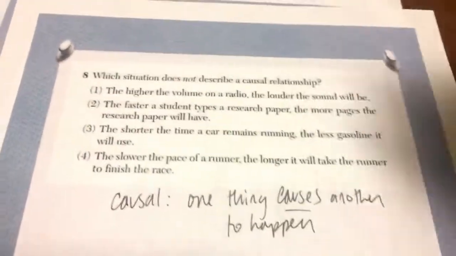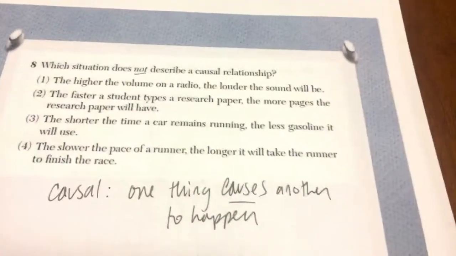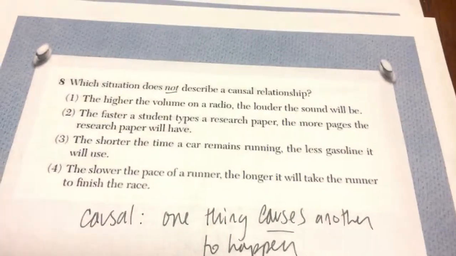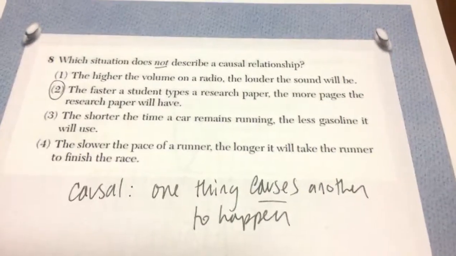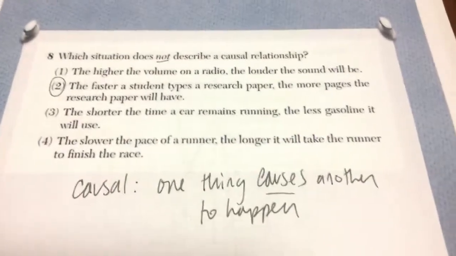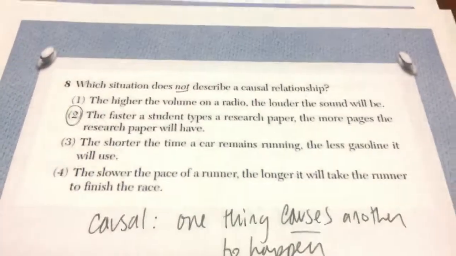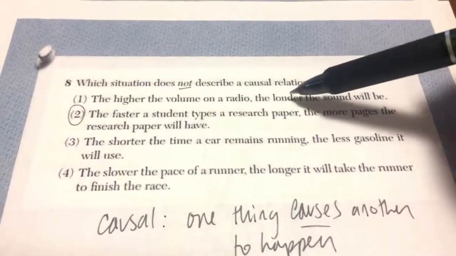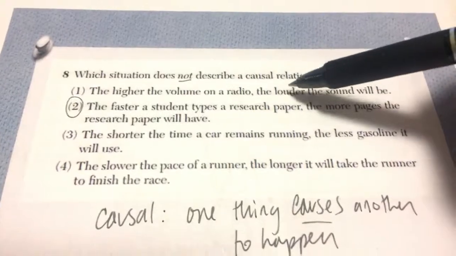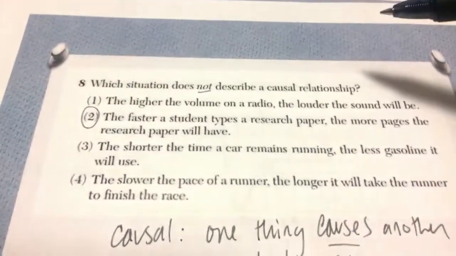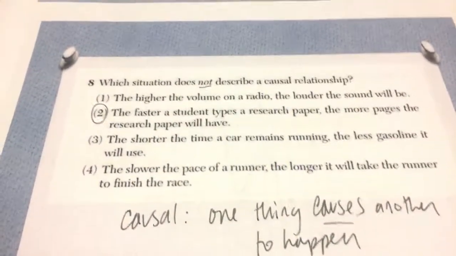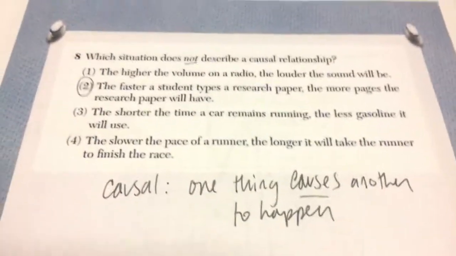Which of these does not describe a causal relationship? Now, in this case, we're looking for which of these is not causing the other. The choice is number 2. The faster a student types a research paper, the more pages a research paper will have. That's not necessarily true. For example, the higher the volume on a radio, the louder, the higher volume causes the sound to be louder. Okay. Unfortunately, just because you're typing quickly doesn't mean you're typing more. I mean, you could only have a one-page paper.